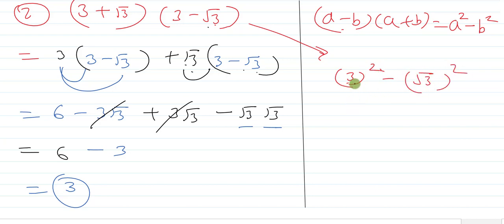First term square, 3 square will be, sorry, here 3 square will be 9, minus root 3 square will be 3. So answer is 6. But here we can see the answer is 3. So which one is right? This one is right. So can anybody tell me where I made the mistake?